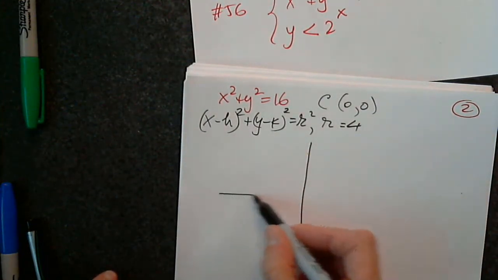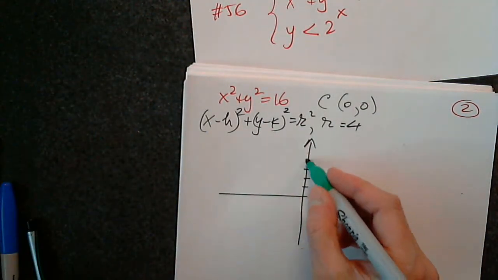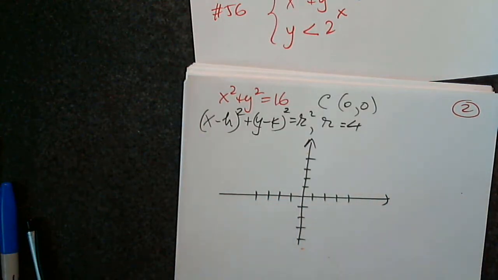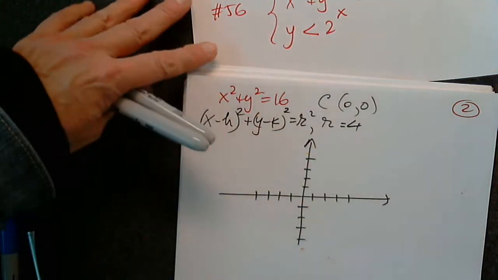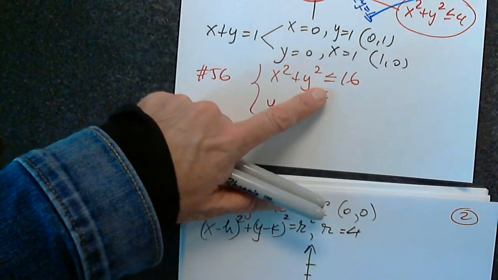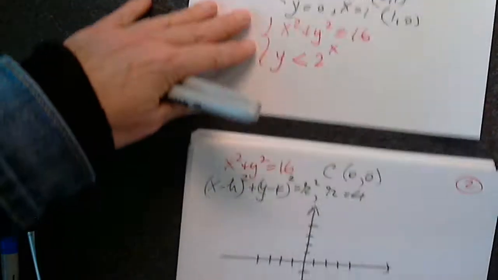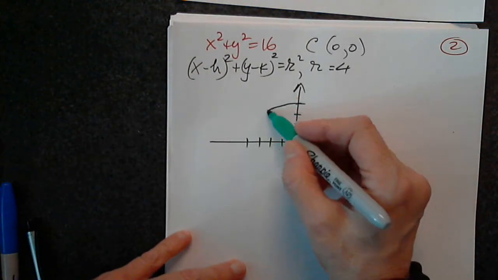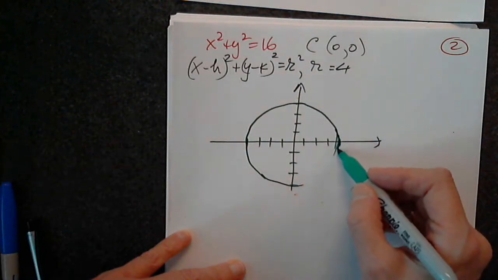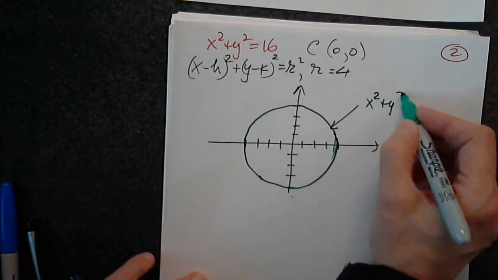So let's graph. 1, 2, 3, 4, in each direction. Okay, now I stop. Why? Because I have to make sure that I look and check to see if the equal symbol is there. If the equal symbol is there, I will graph it as a solid curve. Otherwise, it will be a dashed curve. So it's solid. I only graphed the equation of the circle, which is x squared plus y squared equals 16.